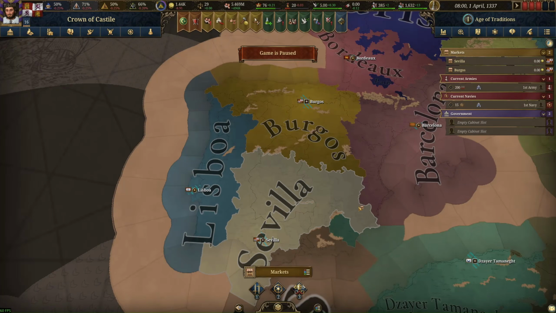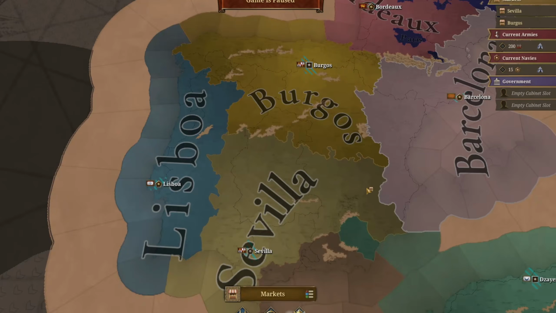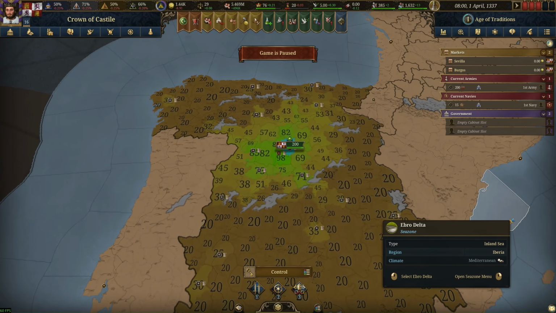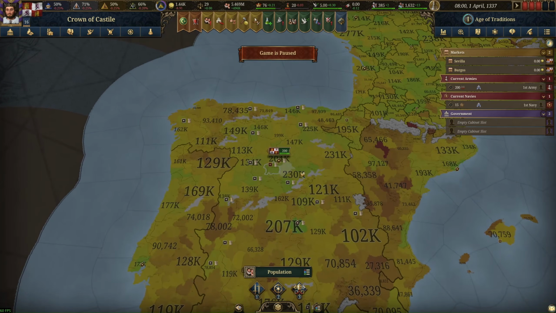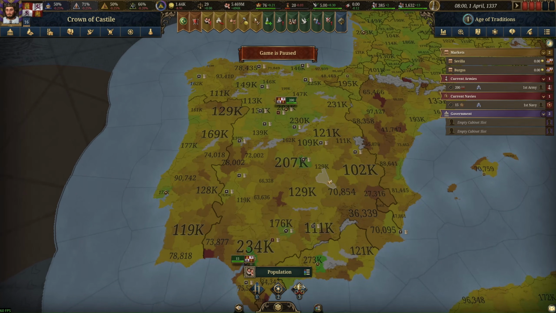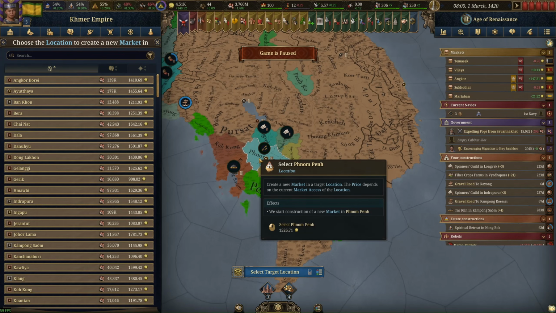In some cases, like in Castile, I think that it is sometimes worth deleting one of the markets, especially early in the game, because you usually have very limited control. Doing so allows you to trigger population migration from the north of the country to the south, where it is more needed.